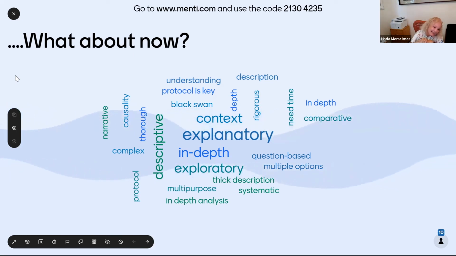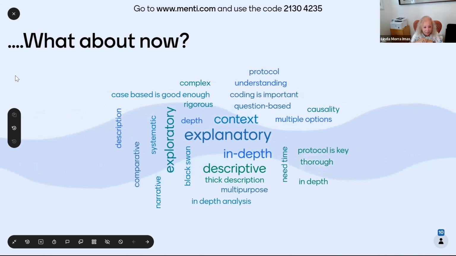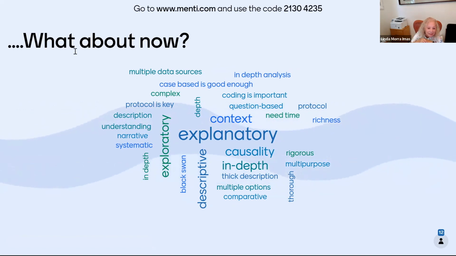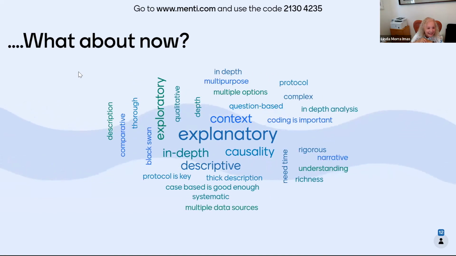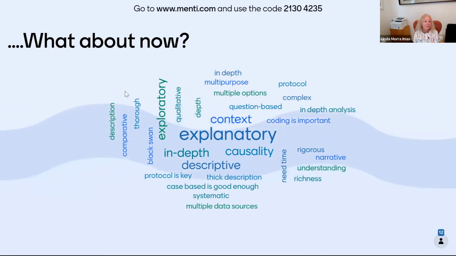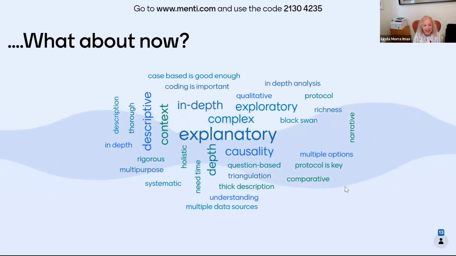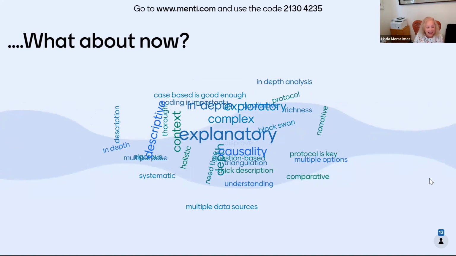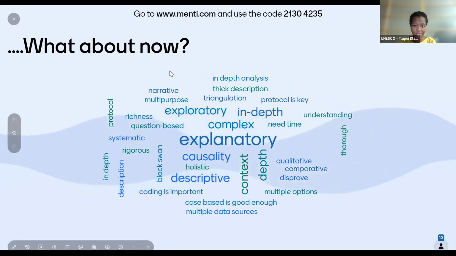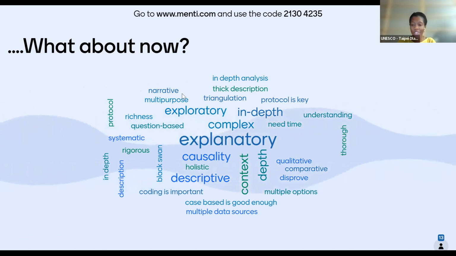Narrative, causality. I like that protocol came up there. Complex is big, explanatory is big. Gets mentioned a lot of times. Multiple data sources, great.